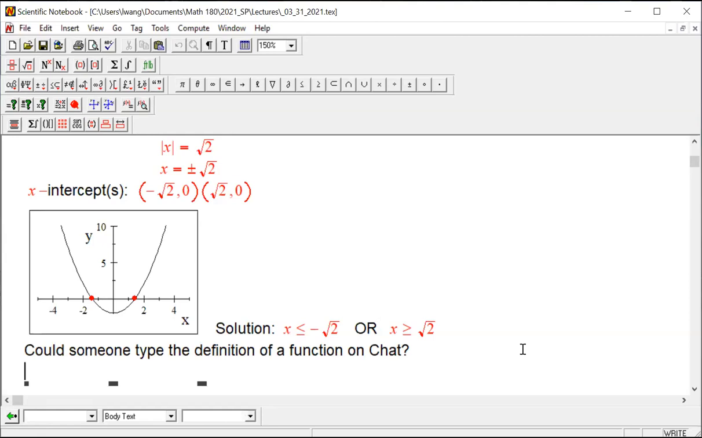Okay. Here it comes. Thank you, Bailey. A function is a rule. Okay, finish. A function is a rule. No problem. Take your time. Studying mathematics is about taking our time. It cannot be done very fast, you know.